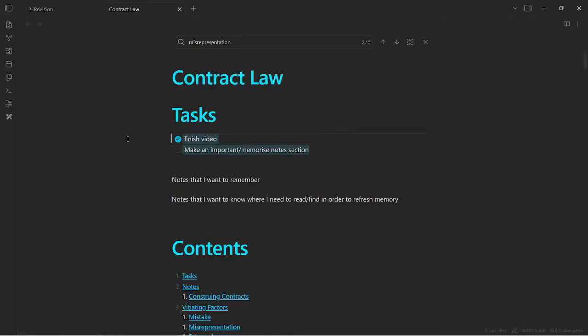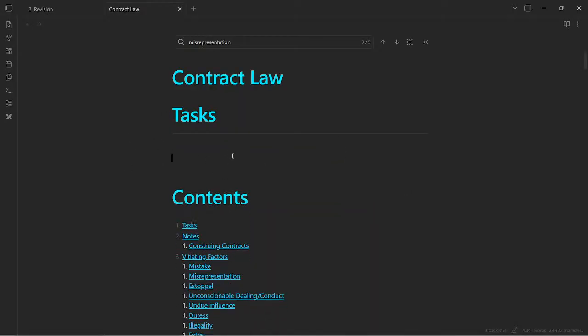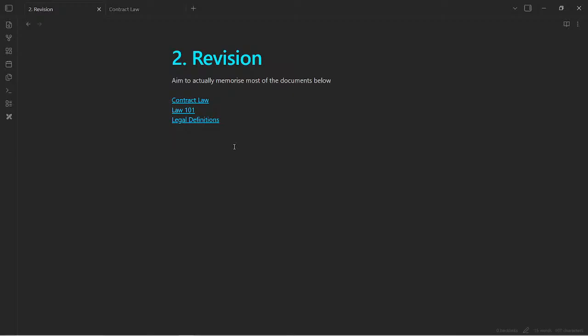Okay, so revision. Here's the plan. Per document, skim read to refresh memory, and then complete multiple choice questions. And say idea, create a single revision document for all of my notes, or a document per subject.